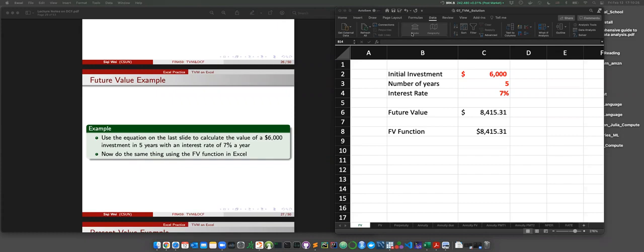Let's continue our discussion on the discounted cash flow framework. In this video, I will walk you through a few examples in the Excel environment. After this tutorial, I believe you will have a better idea on how to use Excel to solve discounted cash flow type of problems.